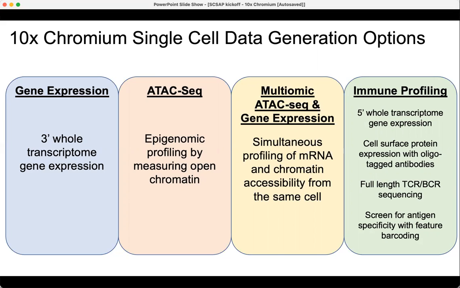And when you incubate your cells with those oligo-tagged antibodies, the cells that are tagged with those antibodies will then have that oligo show up in your sequencing data. So that's very cool. For folks interested in T cell receptor and B cell receptor recombination, there's full length TCR and BCR sequencing. And then there's also the opportunity to screen for antigen specificity with that same feature barcoding concept, where we take barcoded antigens instead, and then can look for where those barcodes show up to tell which cells might be binding those antigens.